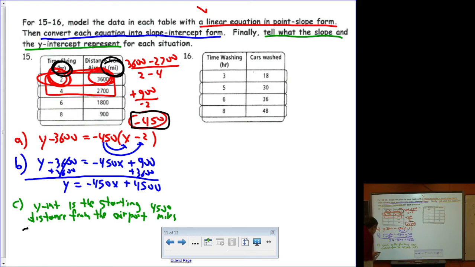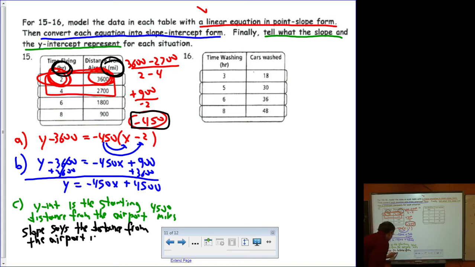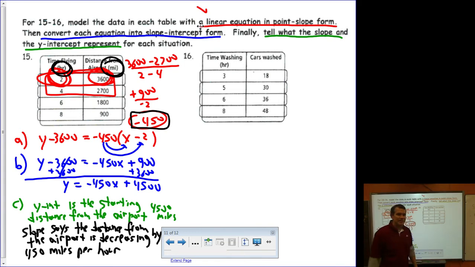So I'd say the slope says the distance from the airport is decreasing by 450 miles per hour. That could be written different ways, but there you go.